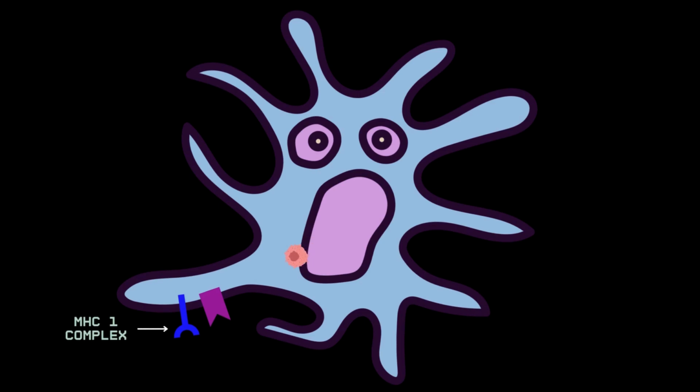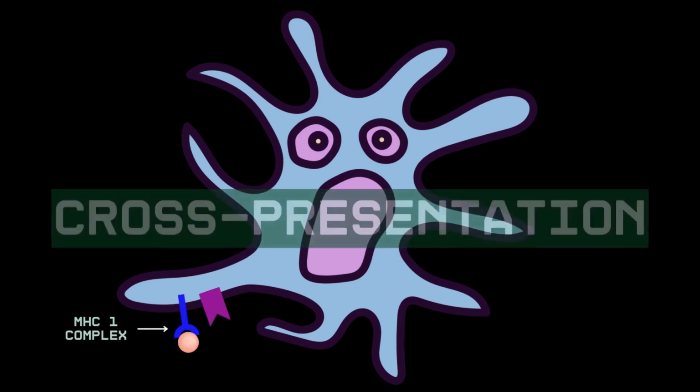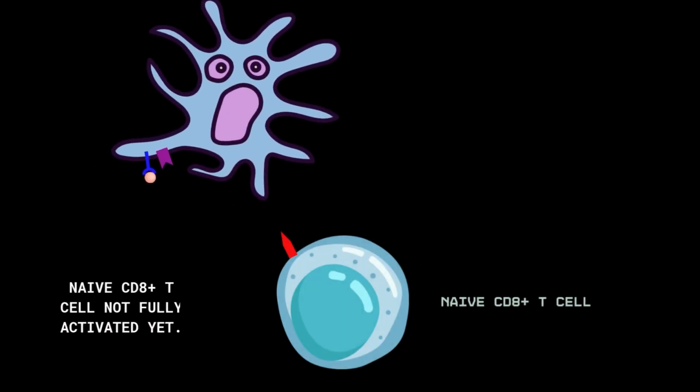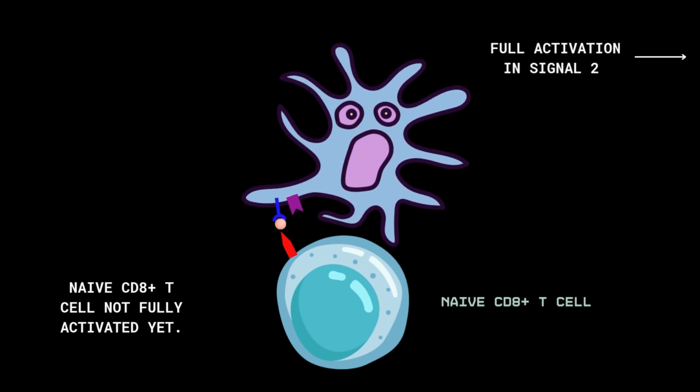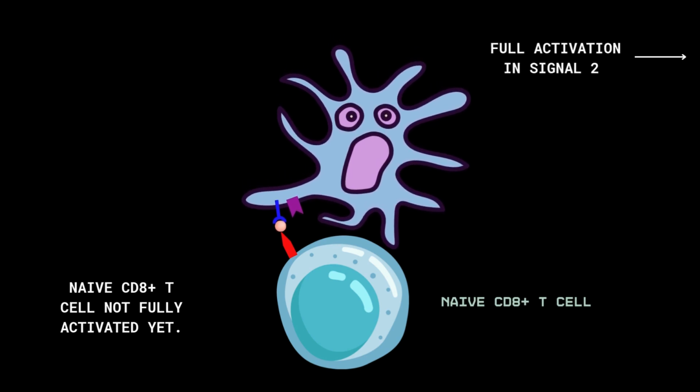Inside the dendritic cells, the antigens are processed via the endogenous pathway and presented on MHC class I molecules. This unique process is known as cross-presentation. It allows the dendritic cells to activate naive CD8 positive T cells, which would otherwise be impossible due to the tumor cell's limited role in immune signaling.